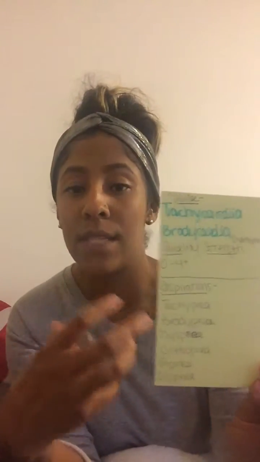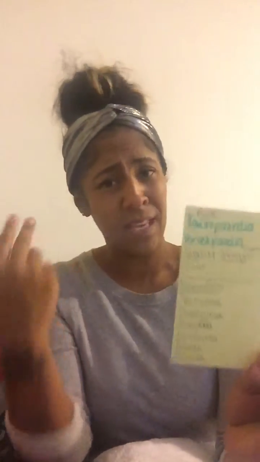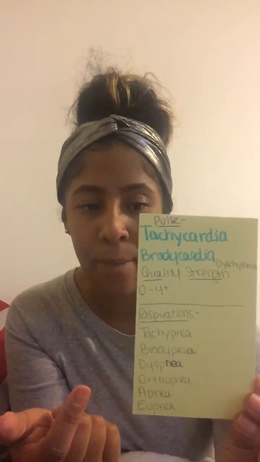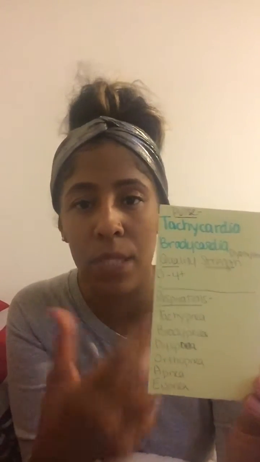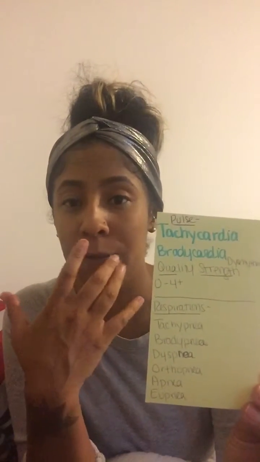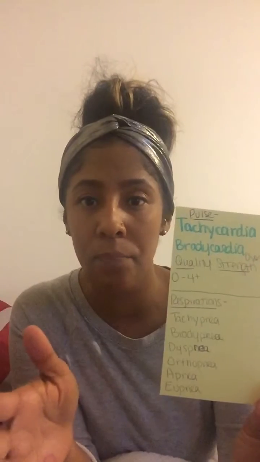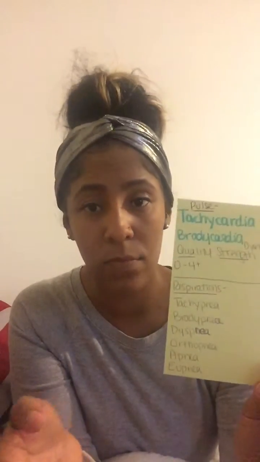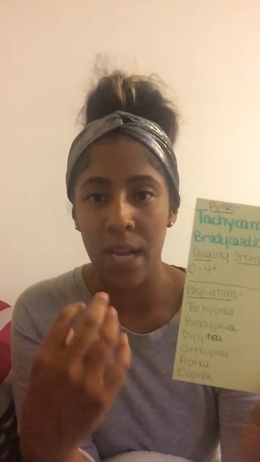Dyspnea. Think of the D like difficult. So it's going to be difficult or labored breathing. Dyspnea. And then we have apnea, which again, as most of us know, is the absence of breathing, a short temporary stop. And then we have eupnea, which is normal. Because you're inhaling, exhaling, normal, not fast, not slow, not crazy. It's just normal.